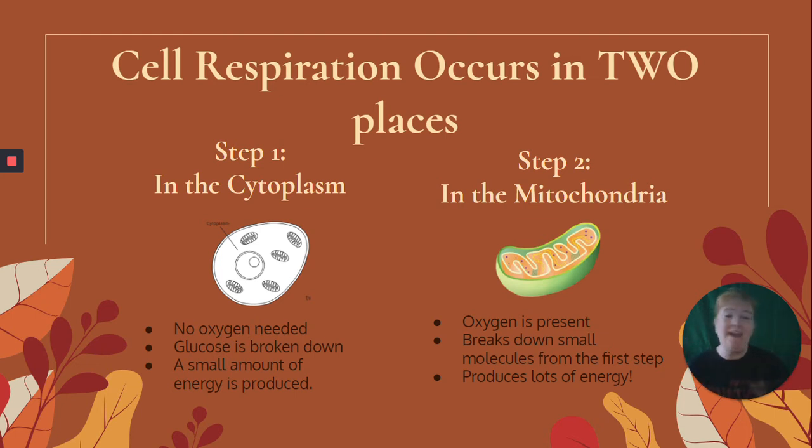The second step happens in the mitochondria. So that's in a cell that's called eukaryotic, meaning they have organelles, EU, eukaryotic. And so if a cell has a mitochondria, it can do cellular respiration. But in this step, we need oxygen. And what happens is it breaks down the molecules from the first step even further. So smaller and smaller and smaller. And at the end it gets a whole lot of energy, like way more than the first step. So eukaryotic cells get much bigger because they have a mitochondria to produce way more energy in this process of cellular respiration.